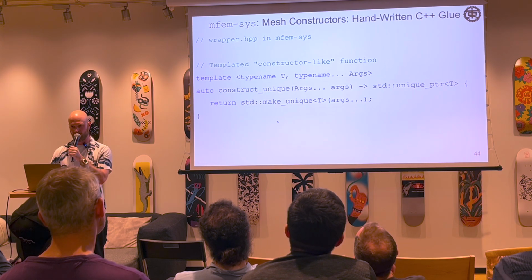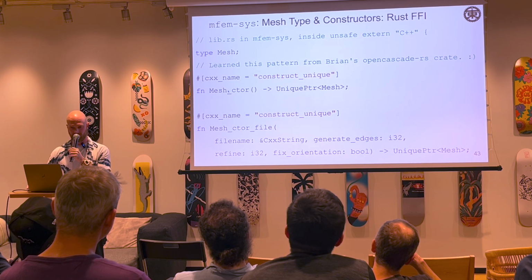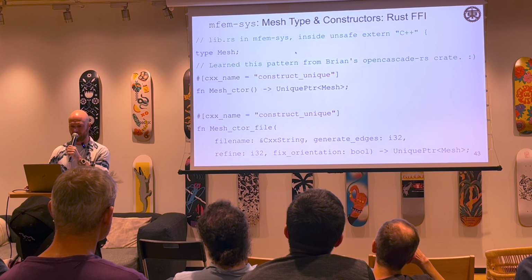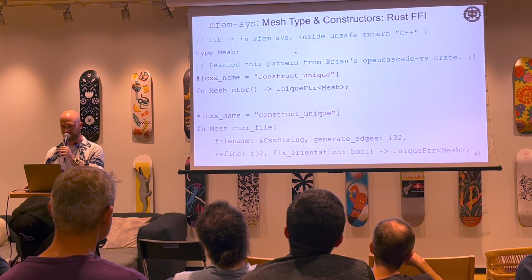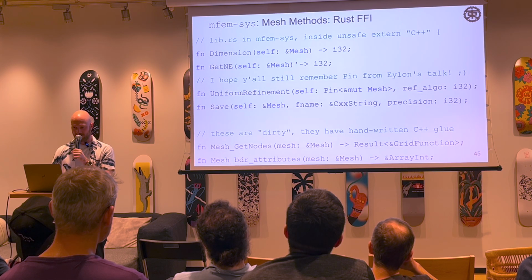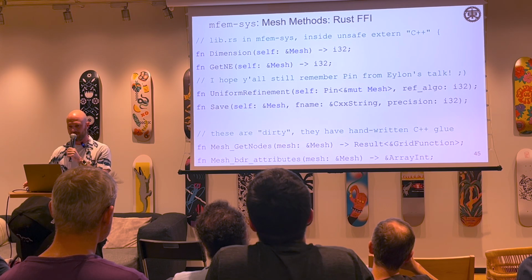This is C++ code. And we're going to hook into that by actually using it twice. We're going to use the same function because it's templated. And I also learned this pattern from Brian's Open Cascade RS crate. So moving on, once we have this in place, it's easy to translate the methods.